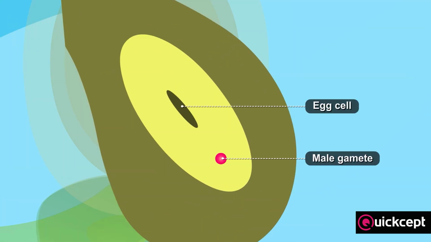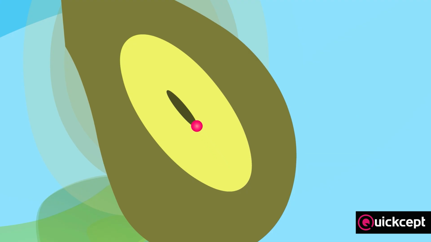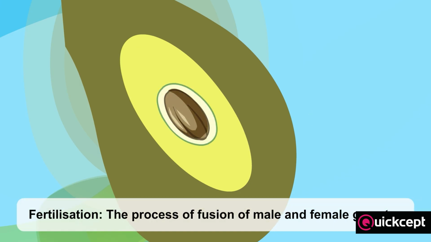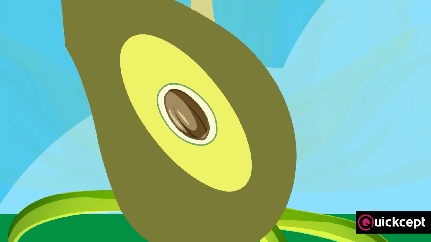One male gamete moves towards the egg cell and fuses with it. This fusion creates the zygote, which will develop into the seed. This process of fusion of male and female gametes is called fertilization.